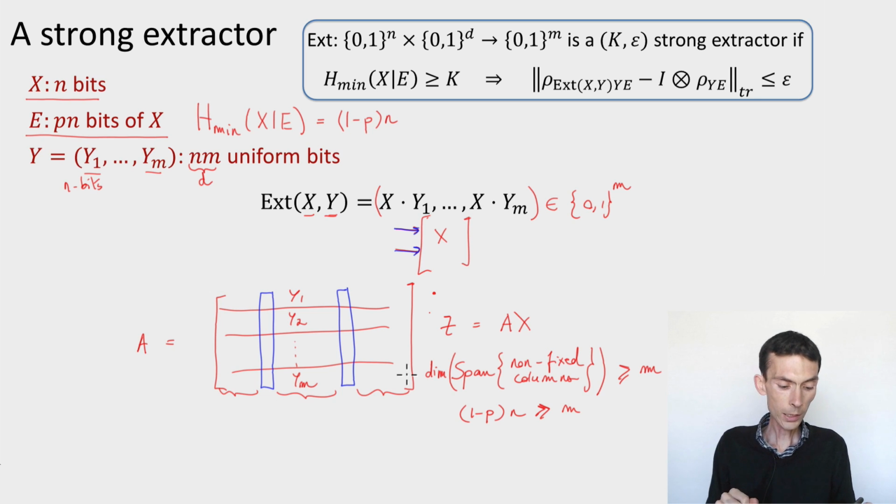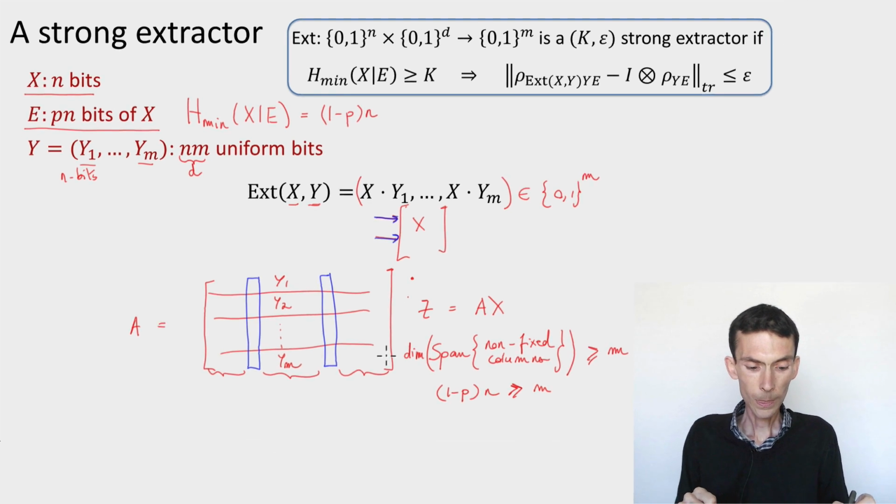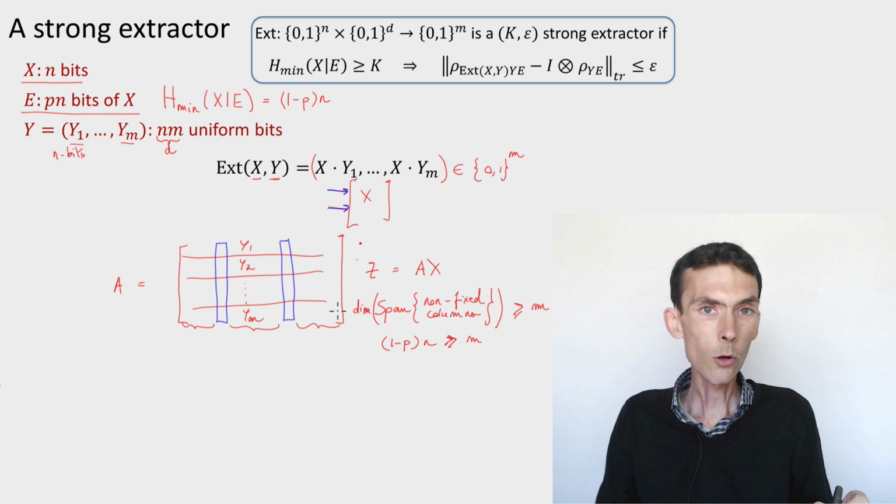And once that is the case, even if we tell the eavesdropper what the matrix is, it's just going to realize that it didn't keep the right positions. There's too much freedom in the positions on which it has no information, and so the output Z is going to look uniformly random from the point of view of the eavesdropper. So this extractor is a strong seeded extractor.